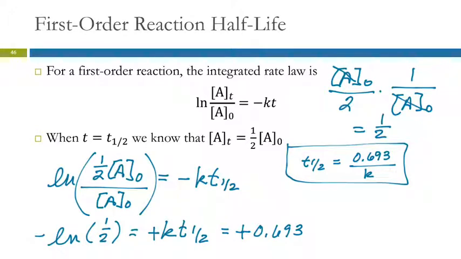Sorry, I didn't follow where you got that 0.693. Okay, 0.693 is the natural log of 1/2. The natural log of 1/2 is negative 0.693, and then I multiplied by -1. Yeah. Any other questions?